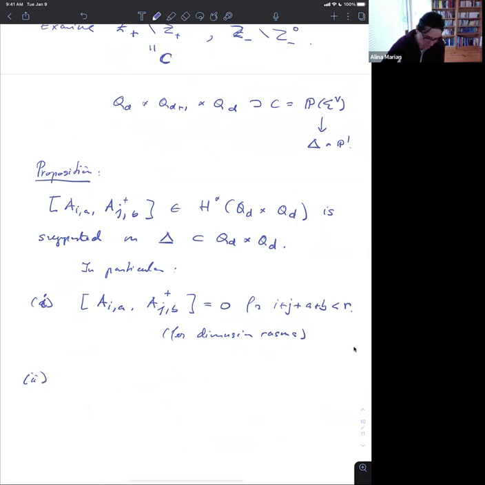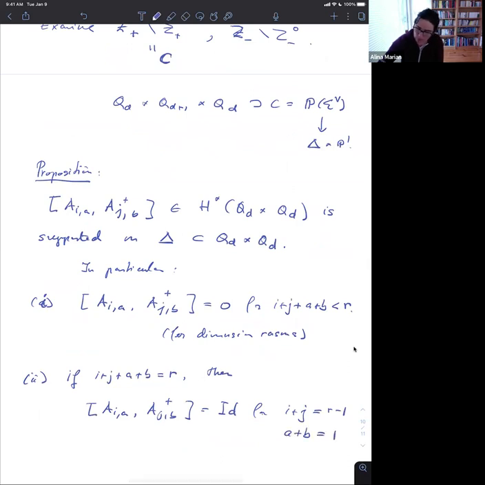And two, if you have a match, then the commutator is the identity for complementary pairs of operators. So whenever I plus j is equal to r minus 1, and a plus b is equal to 1, okay? And so it's 0 otherwise.